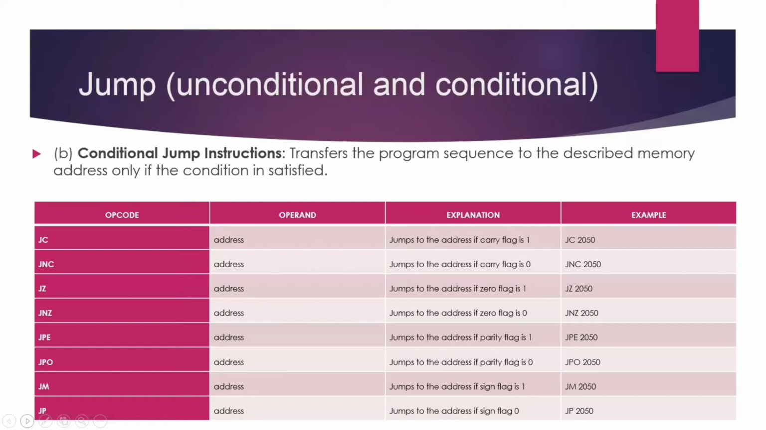JPE is jump on parity even, based on the parity flag, and JPO is jump on parity odd, addressing a particular location. JM is jump on minus, jump to the address if the sign flag is 1, and JP is jump on plus, jump to the address if the sign flag is 0.